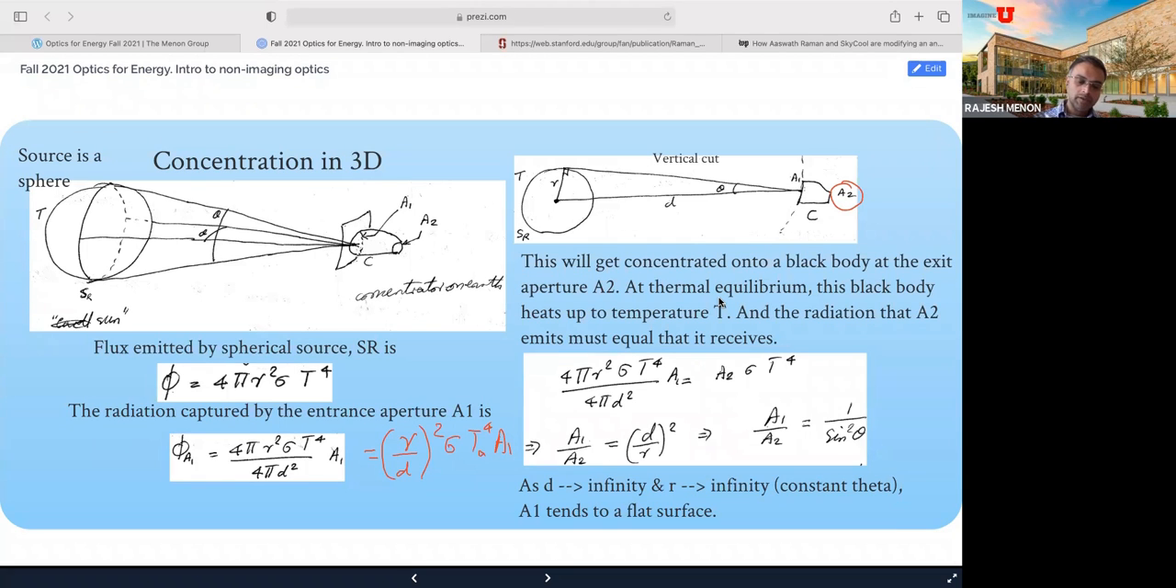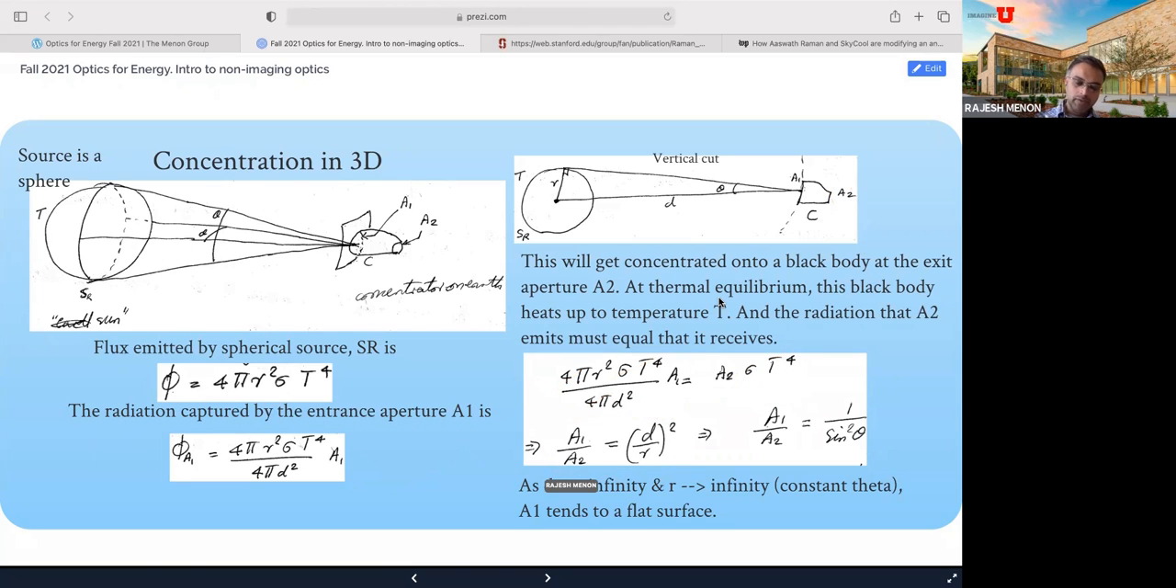So what it emits is here, and this is what it receives, which we just calculated from before. They have to equal, as we know, and we get a relatively simple expression. Okay, the 4 pi cancels out, as we know, sigma T raised to 4 cancels out, and all we get is A1 over A2, which is a concentration factor, is d over r squared.